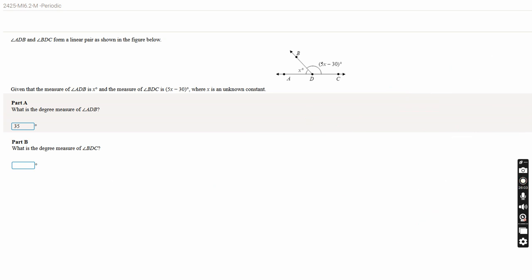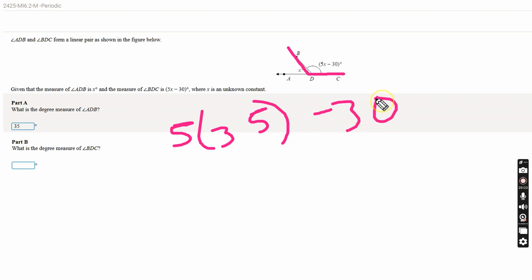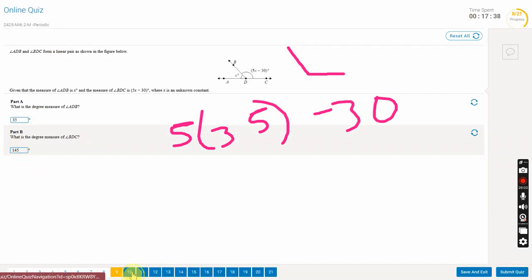The next one we have, what is the degree measure of BDC? So this one, BDC, you're just going to put the x value in place of x wherever you have it: 5 times 35 and minus 30. You'll get what BDC is. 5 times 35 minus 30 is 145. Let's go to the next one.